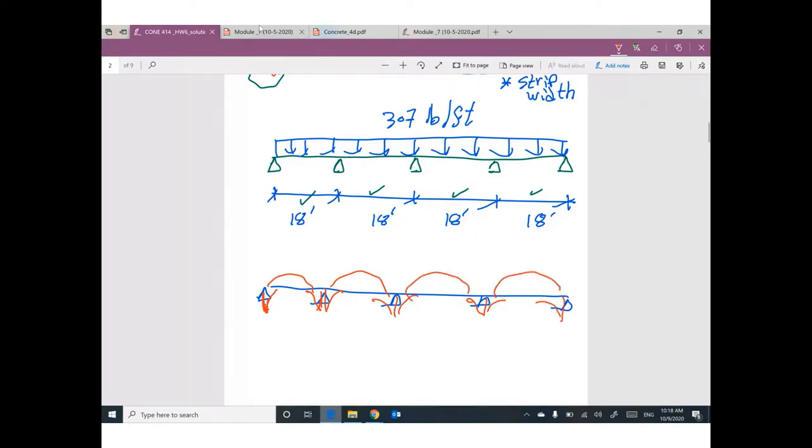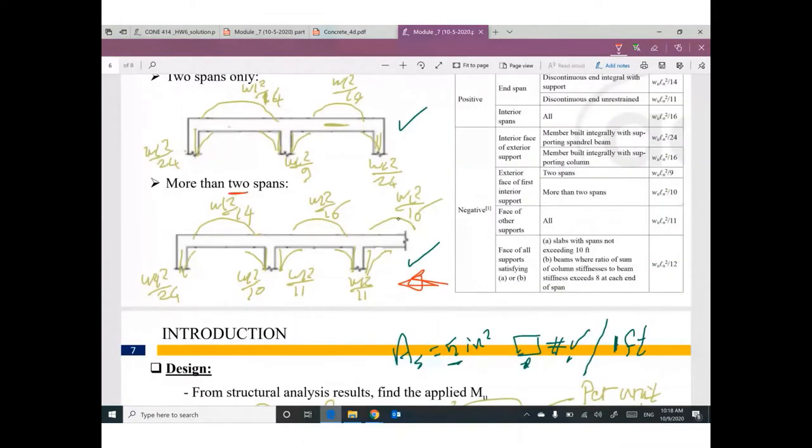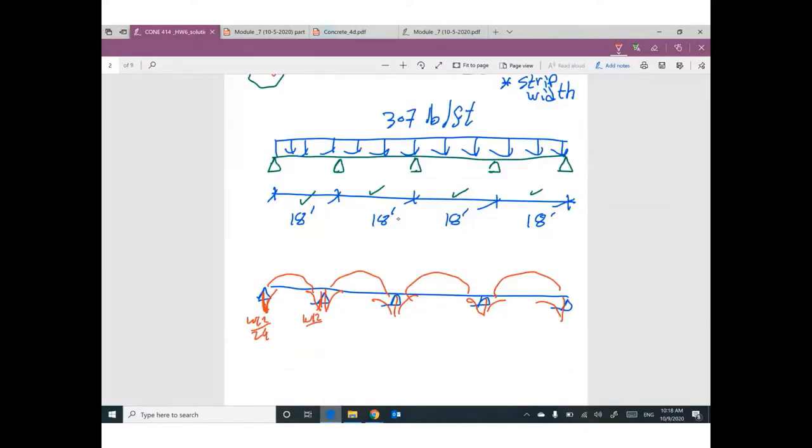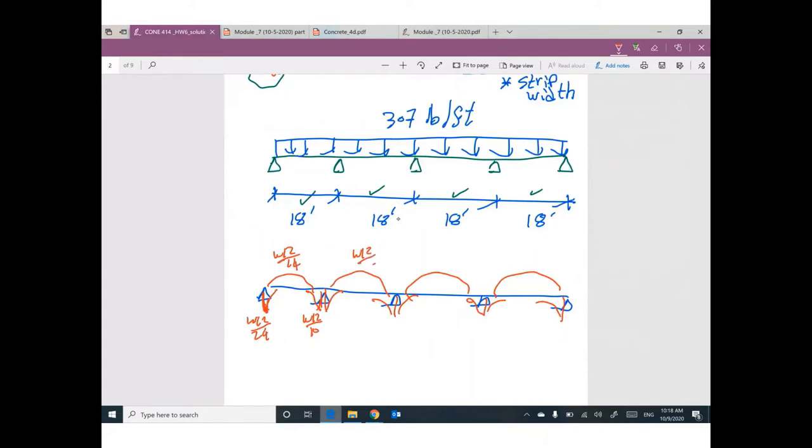Do you remember the values? If you go back to this one, because we have more than two spans, the edge spans are WL squared divide 24, divide 14, divide 10. So this one will be WL squared divide 24, WL squared divide 10, WL squared divide 14, I think 14. Yeah, this one will be 16 and 11. WL squared divide 16, WL squared divide 11, WL squared divide 11, WL squared divide 11, WL squared divide 16, WL squared divide 11. This panel is an edge panel, and this one is an edge panel also, at the end. So we have the same values: WL squared divide 14, WL squared divide 10, WL squared divide 24.